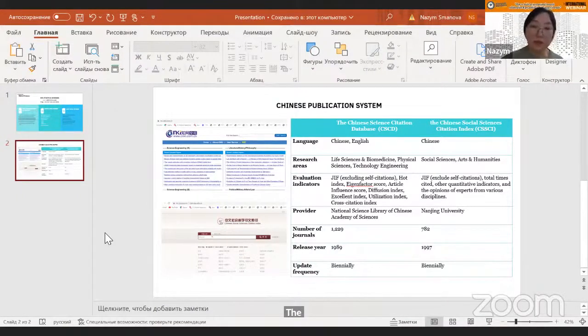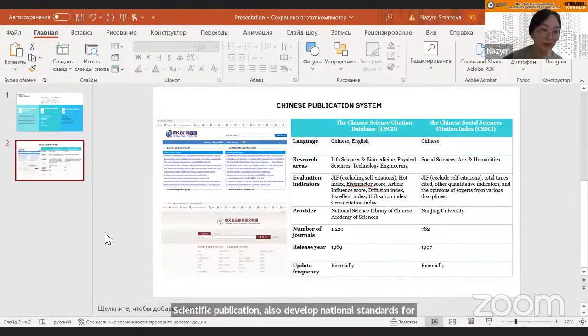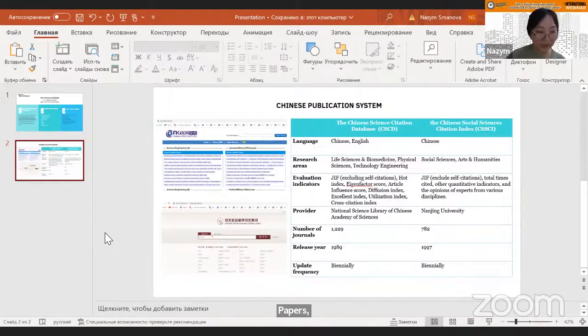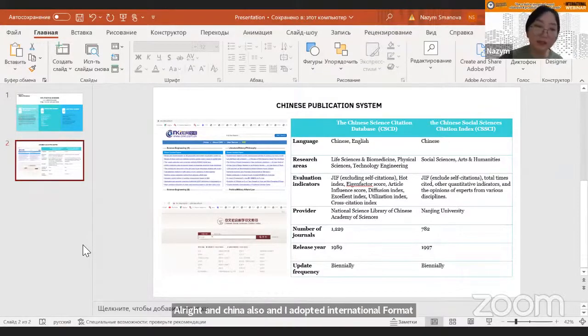And the government, to improve scientific publication, also developed national standards for degree theses and scientific papers. Regarding the reviewing system, China also adopted the international format of reviewing, especially the international peer review practice.